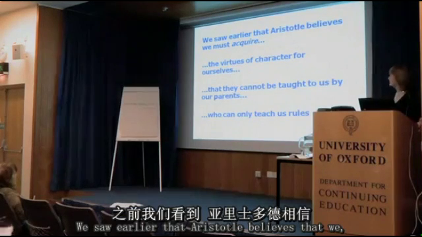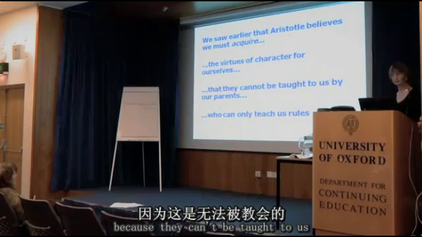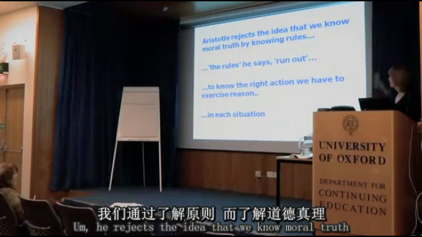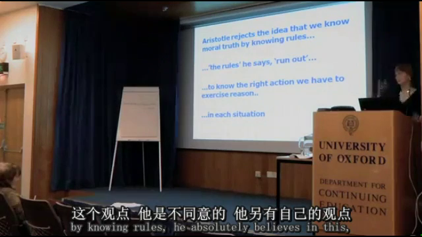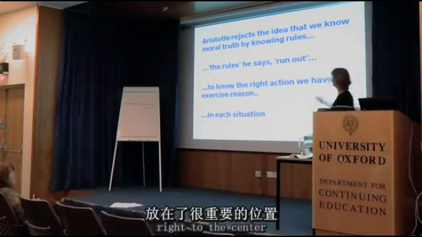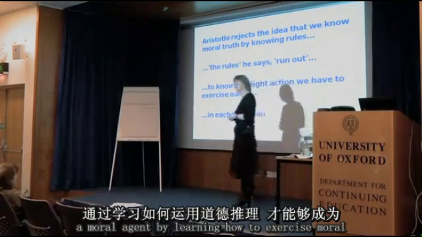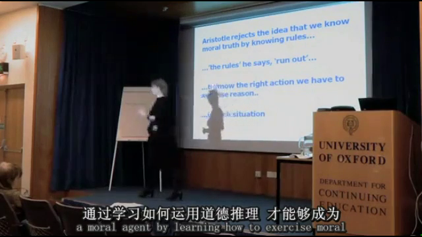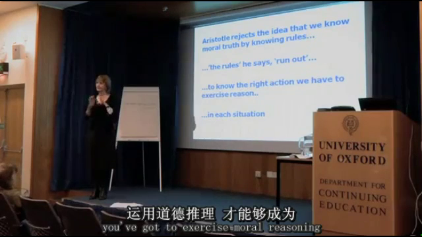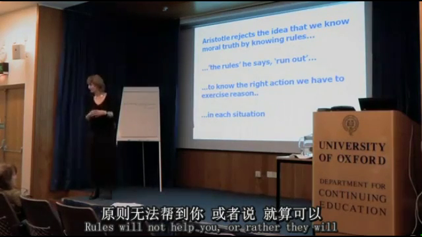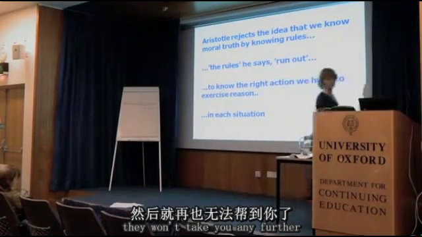Okay, we saw earlier that Aristotle believes that we've got to acquire the virtues of character because they can't be taught to us. He rejects the idea that we know moral truth by knowing rules. He absolutely believes, and you're again going to think he puts reason right at the centre, the rules, he says, run out. You can only become a moral agent by learning how to exercise moral reasoning. In each situation that you come to, you've got to exercise moral reasoning right from the beginning. Rules will not help you, or rather they'll help you, but only up to a certain point. They won't take you any further.